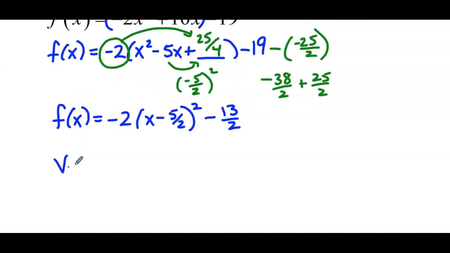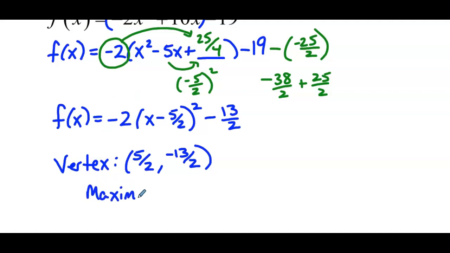Okay, so our vertex, so we'd be moving 5 over 2 to the right. So 5 over 2 is the x value. And then if we move this over, f of x plus 13 over 2, so we're moving down 13 over 2, so minus 13 over 2. And if we look, that leading coefficient is negative, so that means our vertex is a maximum. Again, that's because a is less than 0.